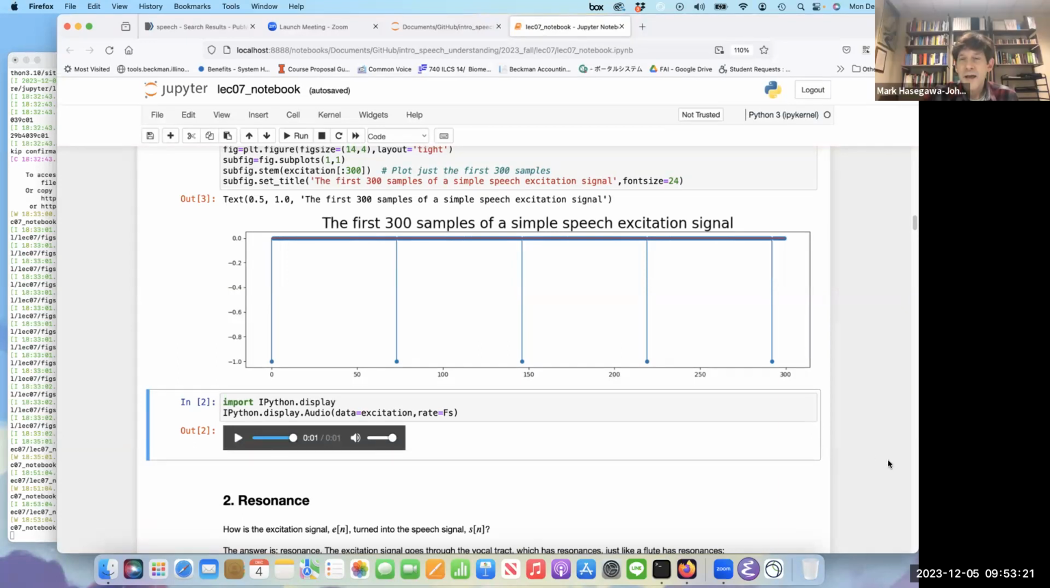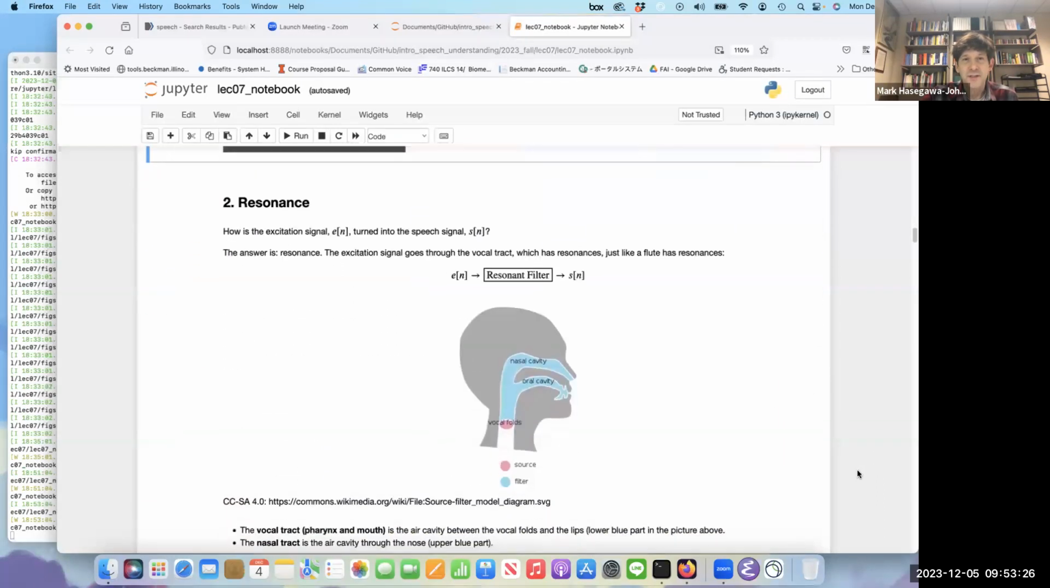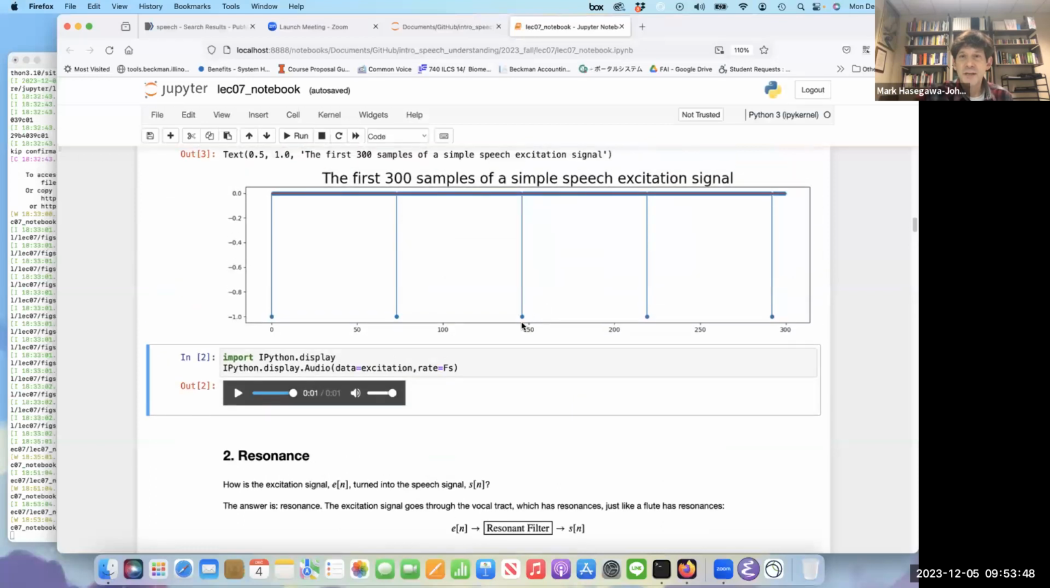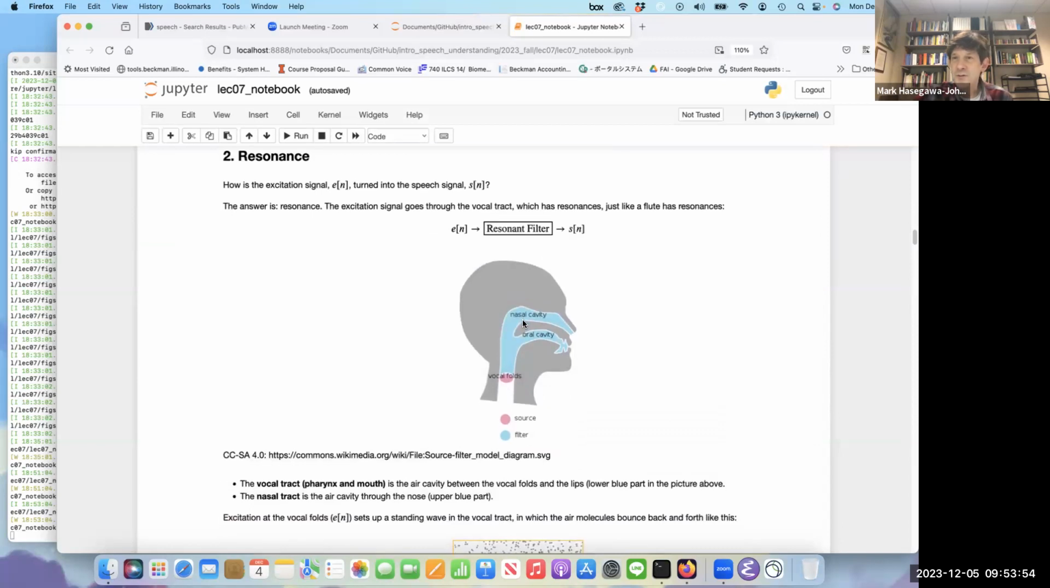Okay, now that we have the pitch, now we need to add vowel coloring to it. The vowel comes from all of the blue part here. The vocal folds that we've been talking about so far are the pink part, the source of the sound. And this E of N goes through a resonant filter. The resonant filter is all of the oral cavity and the nasal cavity. So all of the space between the vocal folds and the lip echoes back and forth. This impulse echoes back and forth between the lips and the vocal folds, and those echoes cause resonance, which is what we hear as the vowel.